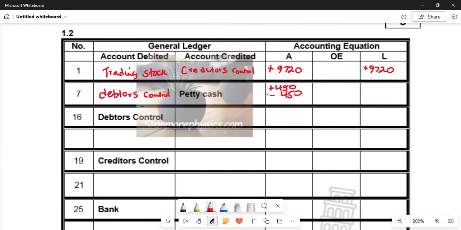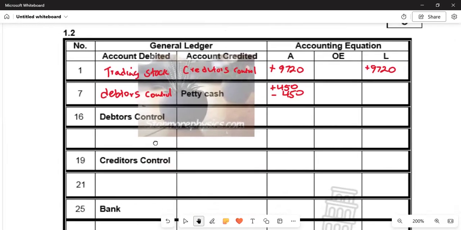How so? It's because our assets are going to be increased by 450 because of the debtors control debited. Also, because we are going to pay out that 450 from petty cash, our assets are going to be decreased by 450, because both debtors and petty cash are our current assets. Hope it makes sense. So now we are moving on to transaction 16.